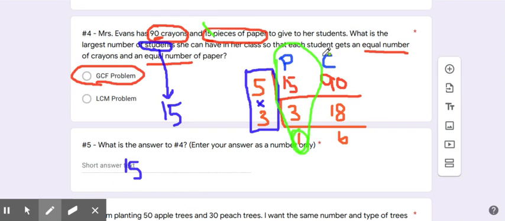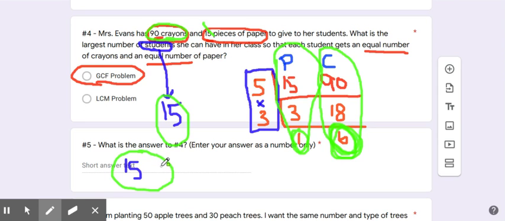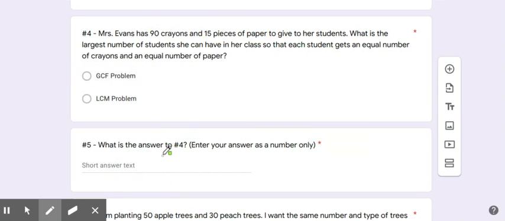And what about crayons? How many crayons will each student get? Well, look at this crayon column. Okay, and what's the last number in this column? That would be 6, right? And so this number right here tells you how many crayons each of the 15 students would get. Because if 15 students get 6 crayons each, how many total crayons would that be? Well, 15 times 6, that's 90, right? And so as you can see, all my crayons are handed out, all of my pieces of paper are handed out, and they're handed out to the 15 students in the class.